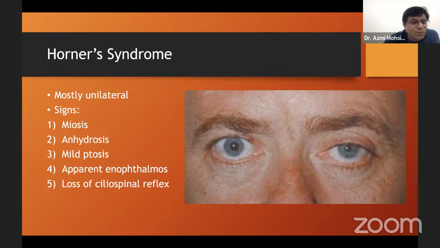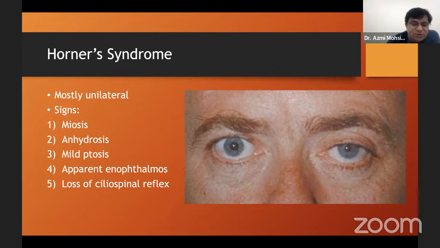So Horner syndrome: many times in your exams, there are questions regarding these signs and symptoms. You should know that there are 5 signs which are appreciated in Horner syndrome. One is miosis, that's constriction of the pupil, because mydriasis is a sympathetic phenomenon that is lost. So there will be passive miosis.